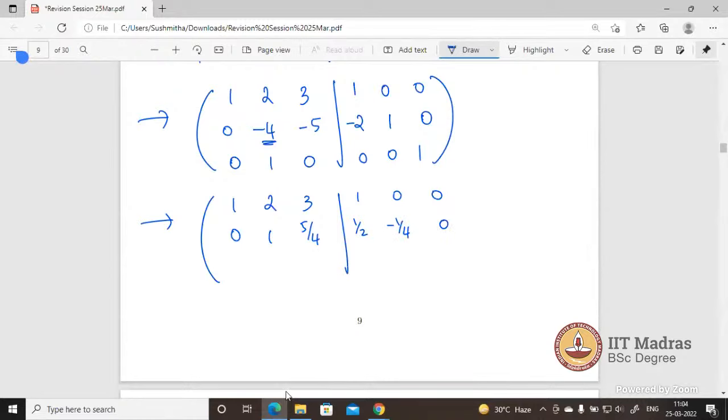Even if you start with this, if this matrix is not invertible, your reduced row echelon form won't be the identity matrix. So there also you will know that it is not invertible.